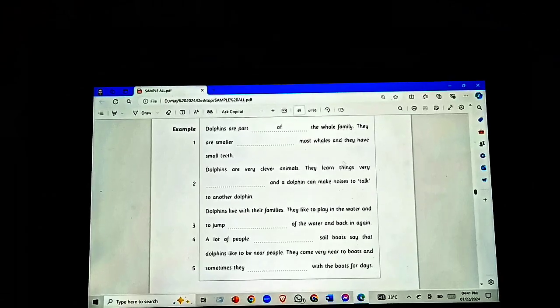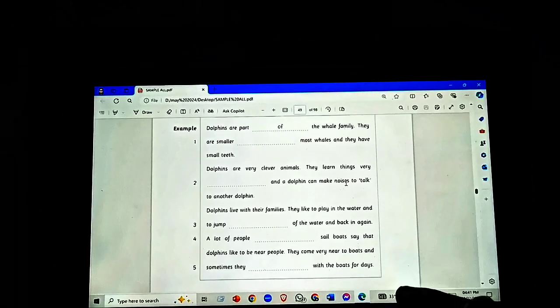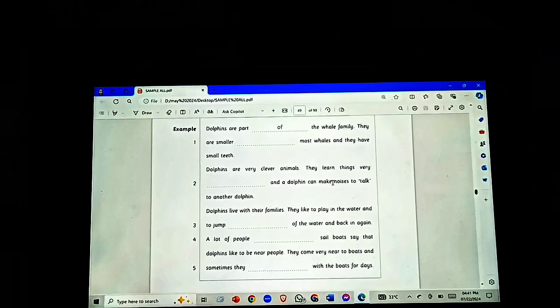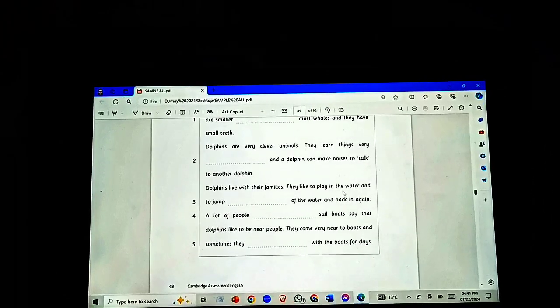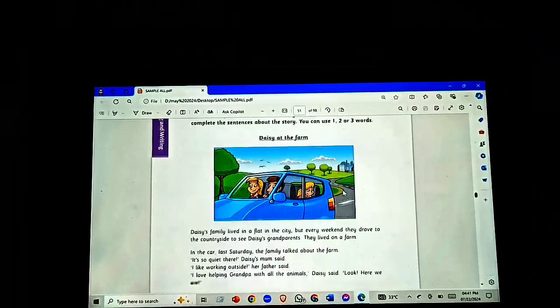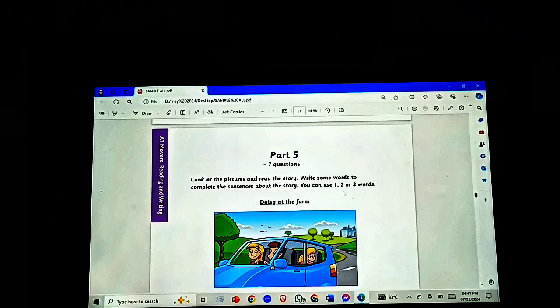My suggestion is, whenever you are attempting the reading and writing module, you have to be very careful about grammatical aspects. Whenever you are writing any answers, or whenever you are choosing any answers, you have to know the meaning, and also you have to understand the grammatical context, because grammatical accuracy is really important in this type of situation. So we are going to the next part, part 5.